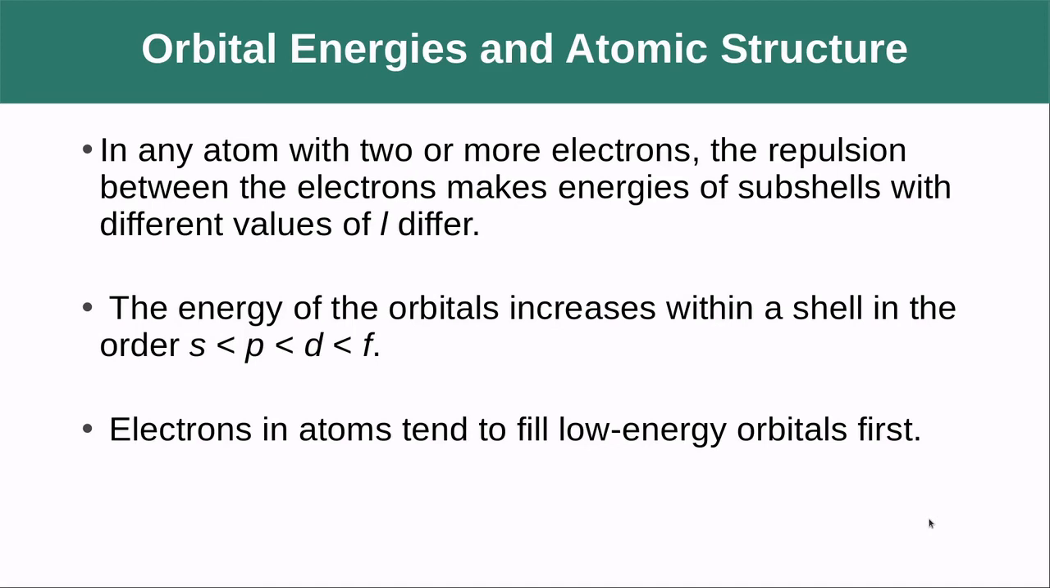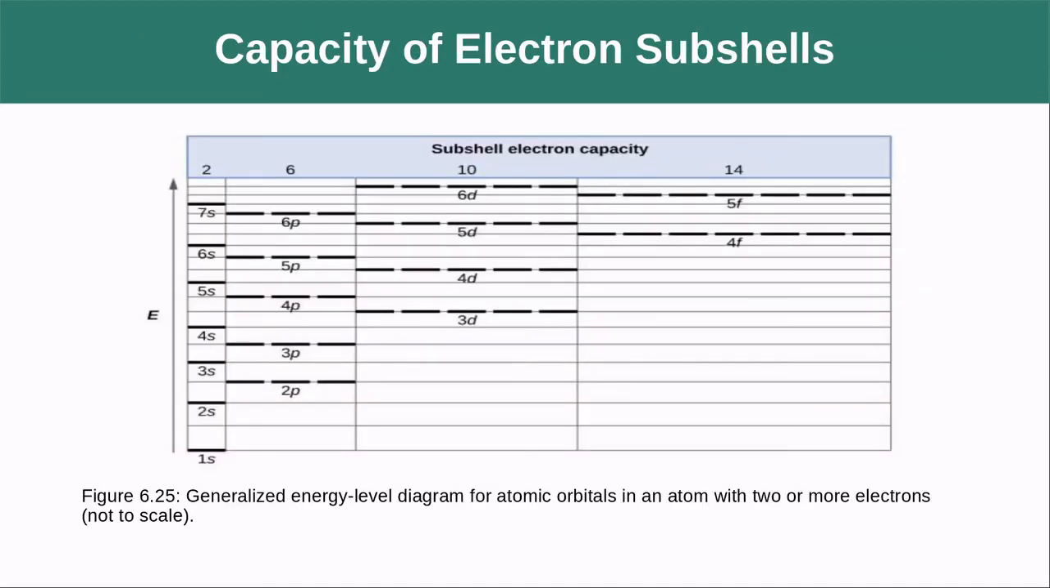In any atom with two or more electrons, the repulsions between the electrons make the energies of subshells with different values of l differ. The energy of the orbitals increases within a shell in the order of s < p < d < f. Electrons in atoms tend to fill low energy orbitals first. So let's see what we're talking about here.